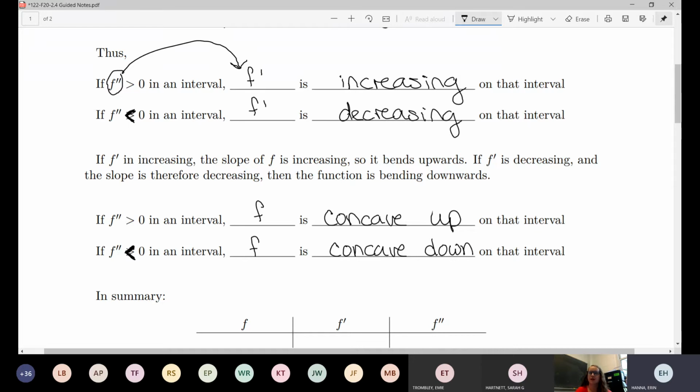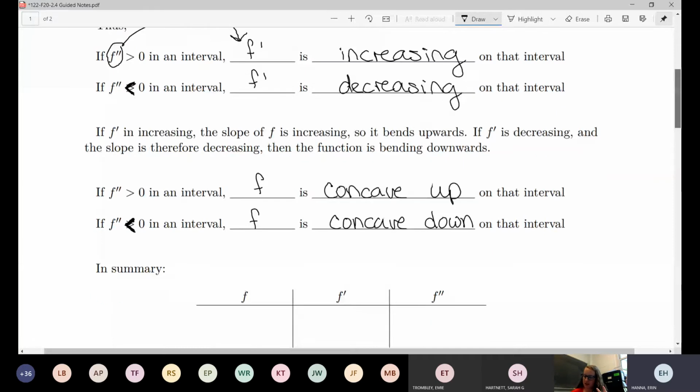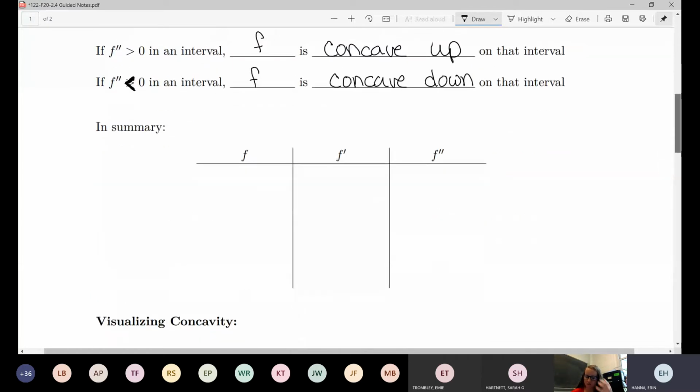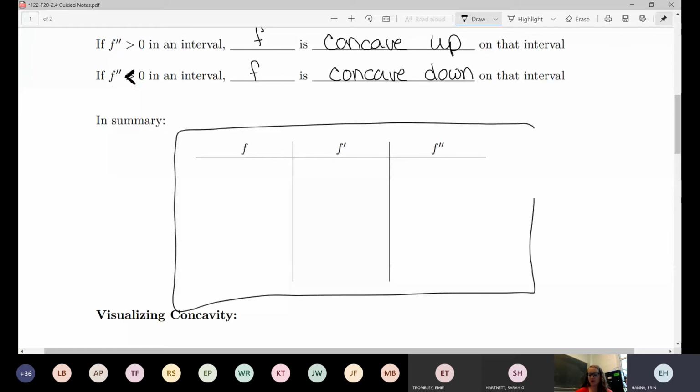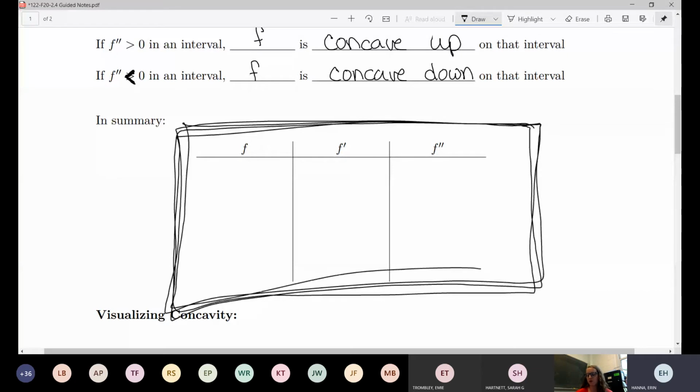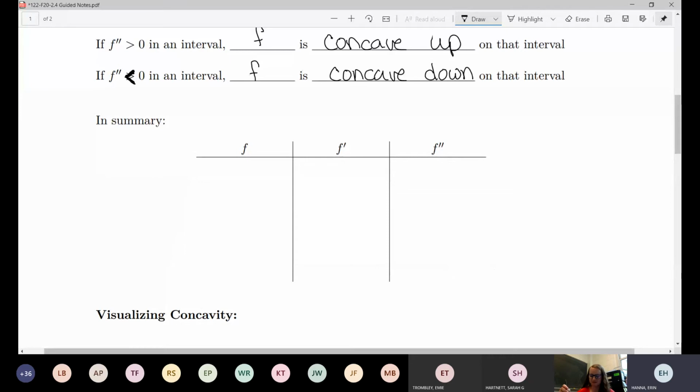Now we have these relationships not only between f and f prime, but between f prime and f double prime, and now between f and f double prime. So we've got a lot of relationships going on. A lot of times we'll see it summarized in this table. I very highly suggest you just memorize it in terms of this table. I'm not kidding. We use it so often. And I think writing it down in a table like this is the easiest way to remember it.